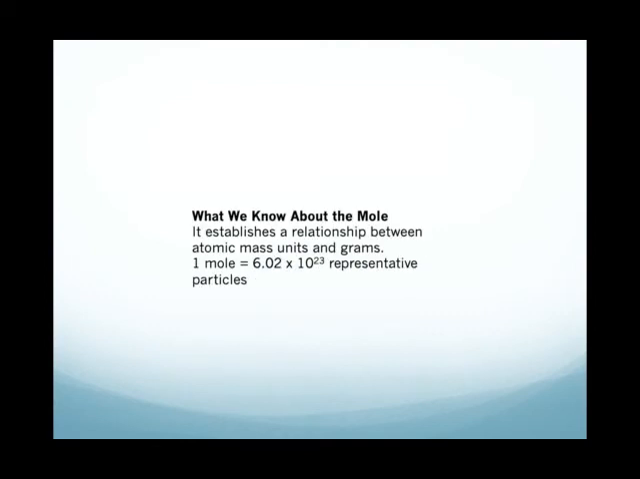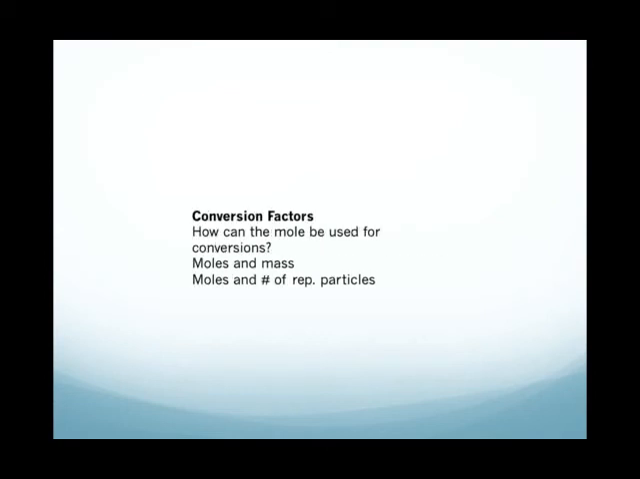Now what we know about the mole is that it establishes a relationship between atomic mass units and grams, and 1 mole is equal to 6.02 × 10^23 representative particles, and those representative particles may be atoms, ions, or molecules. Now how can the mole be used for conversion between moles and mass and moles and the number of representative particles? In the next slide we will do two examples regarding the conversion of moles into mass and moles into representative particles.